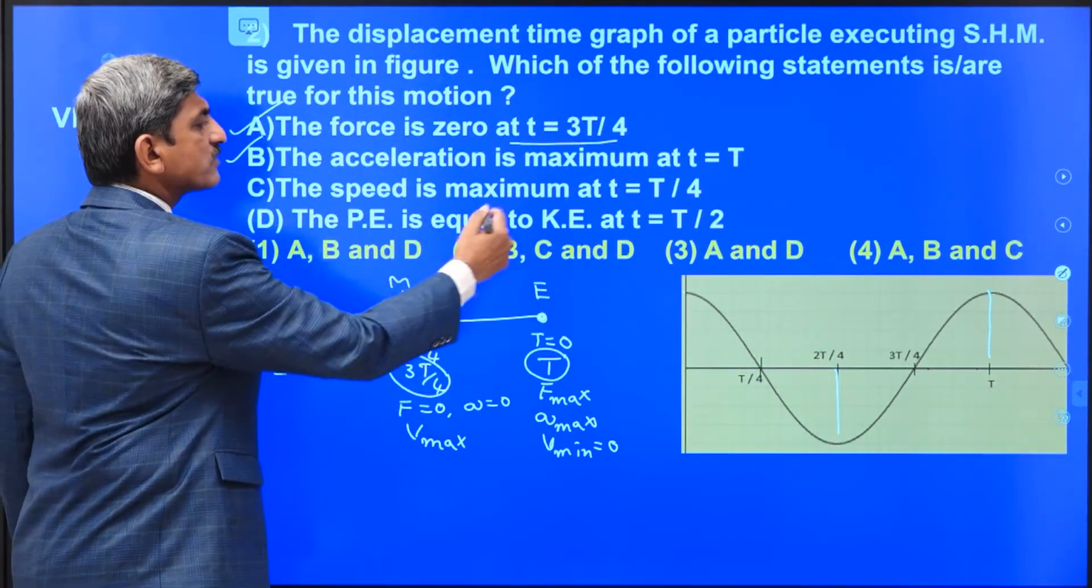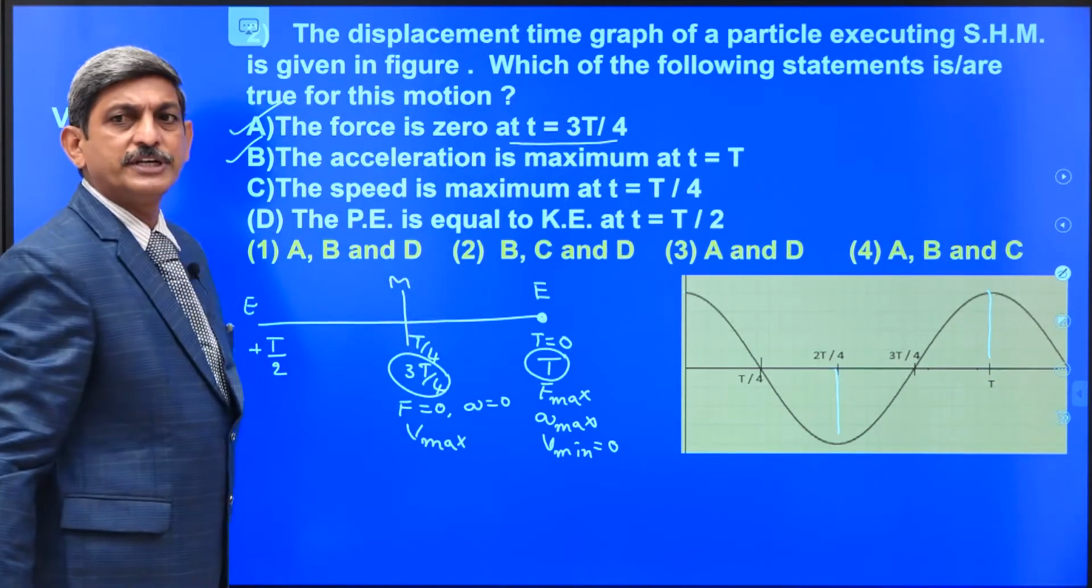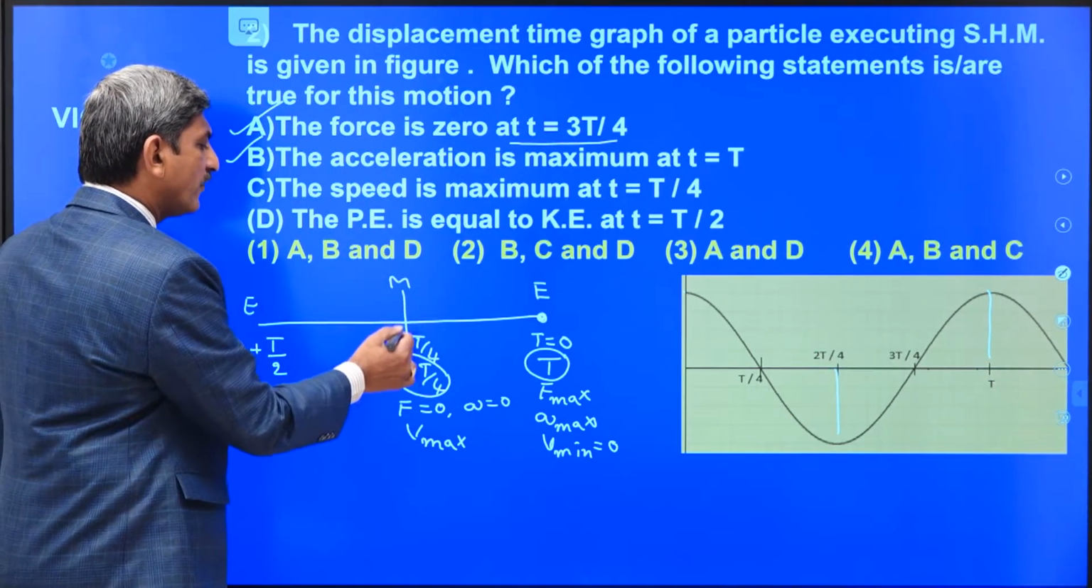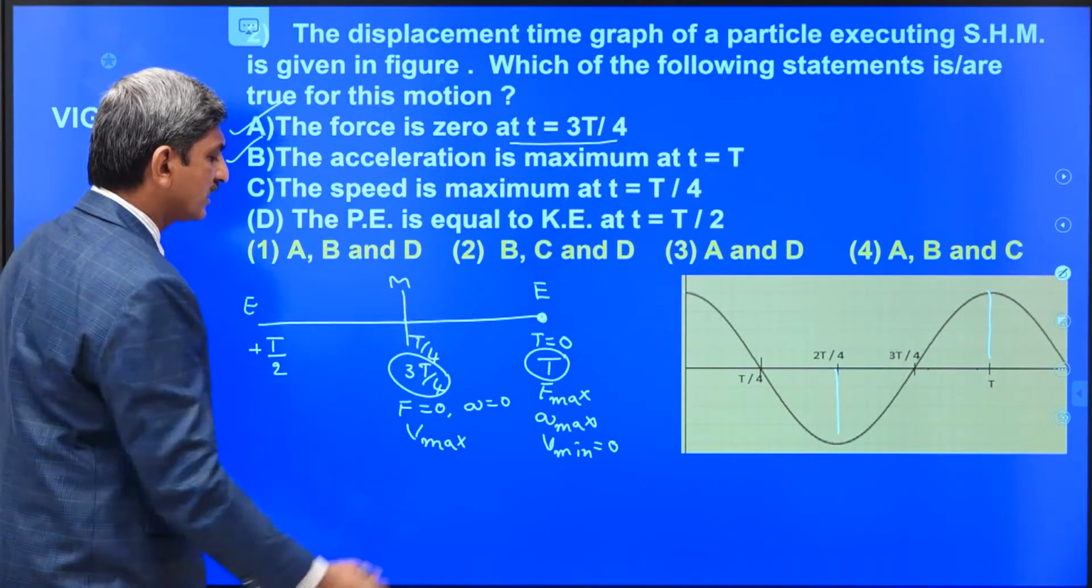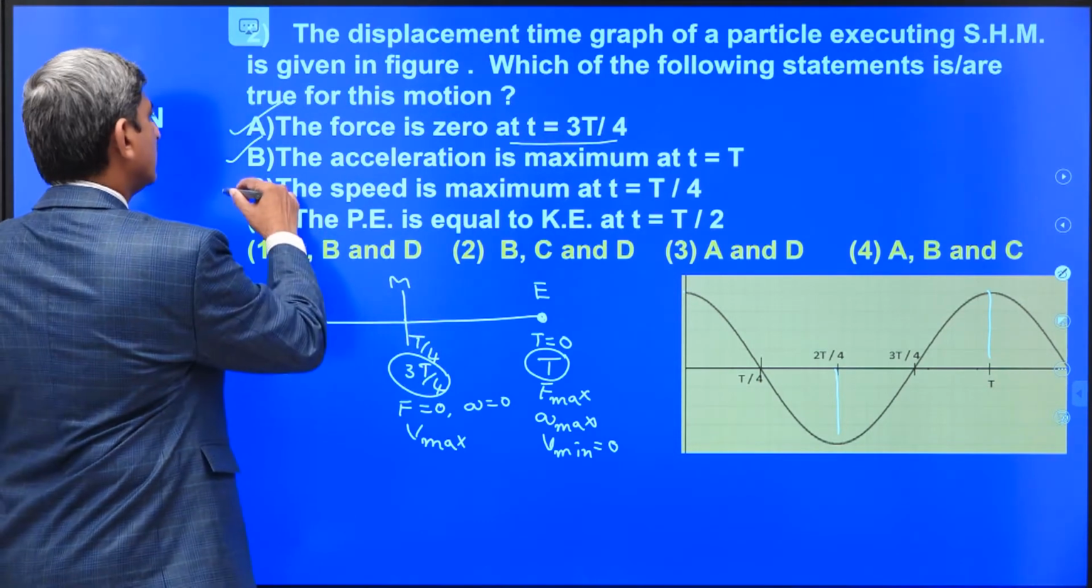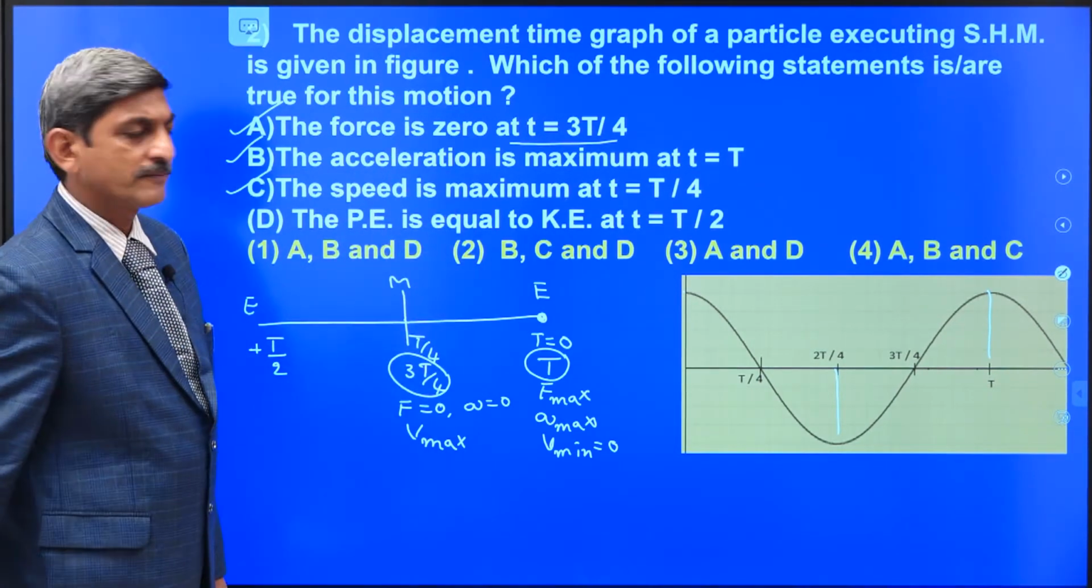The speed is maximum at t is equal to T by 4. See, at time t is equal to T by 4, the particle is at the mean position. At mean position, the velocity of the particle is maximum. That's why C is also right.